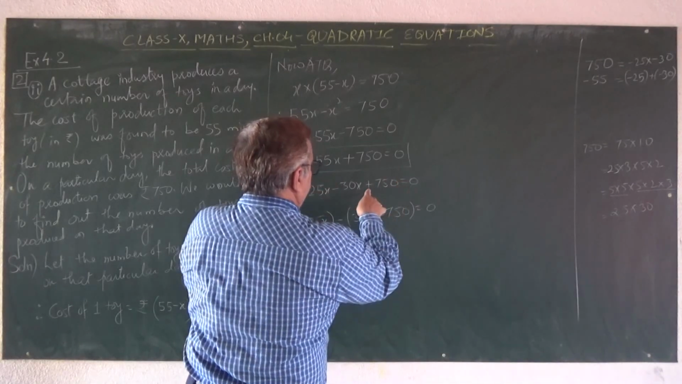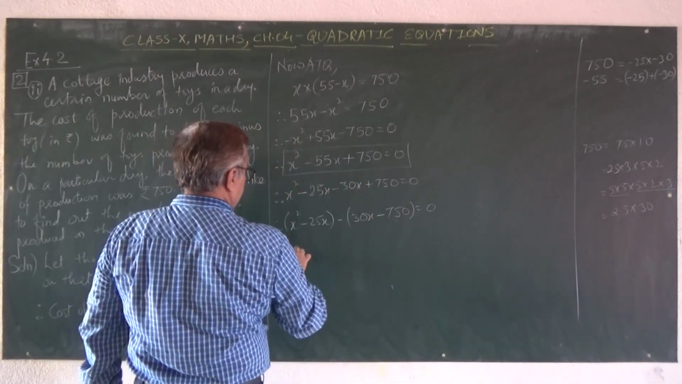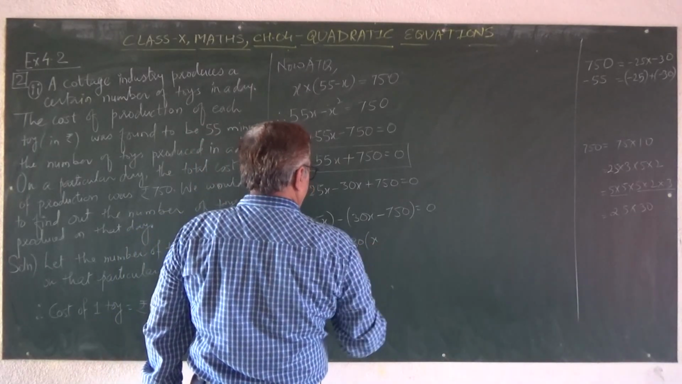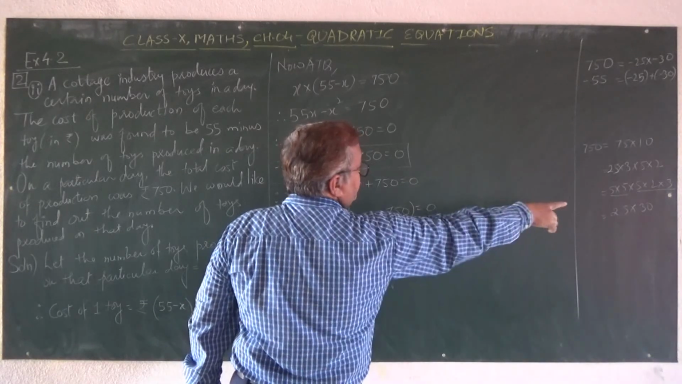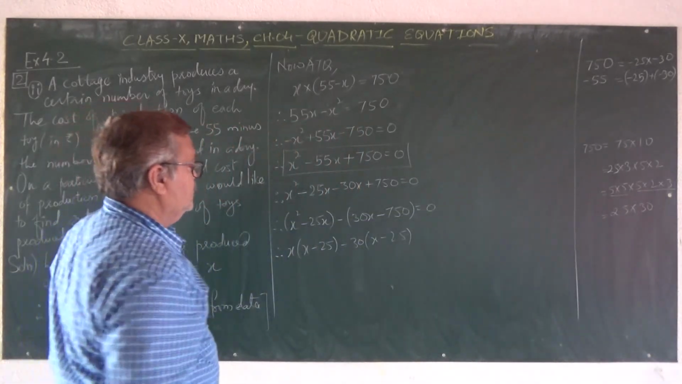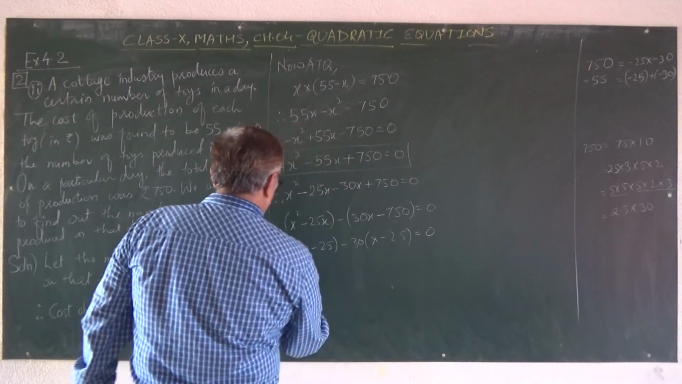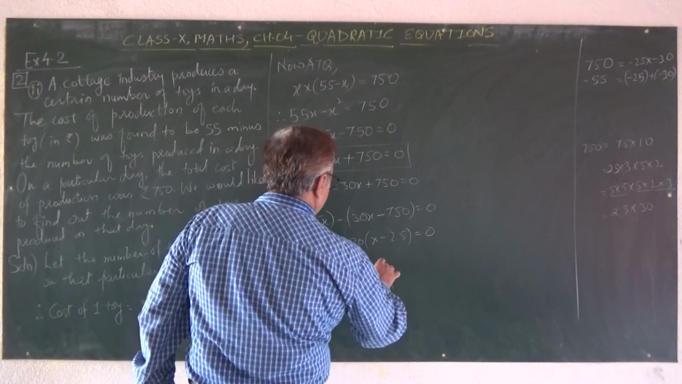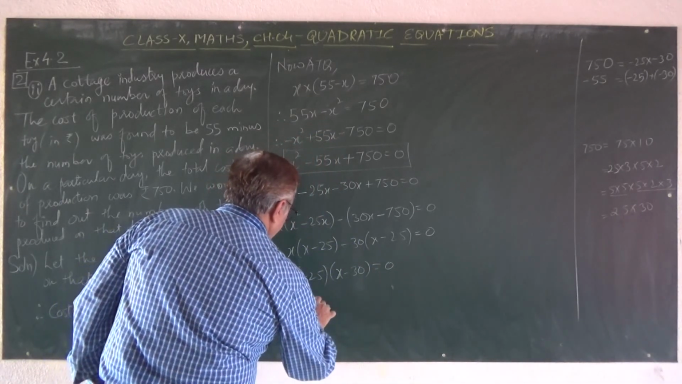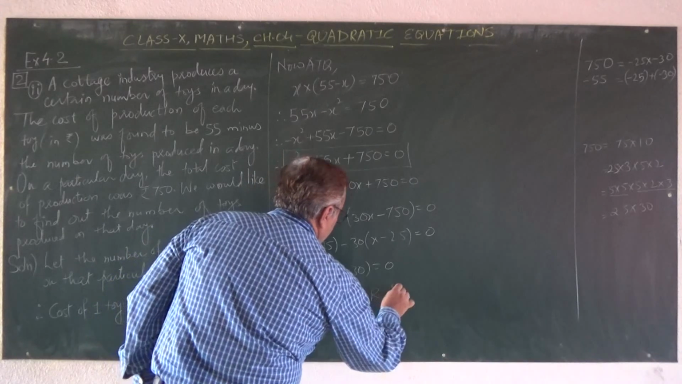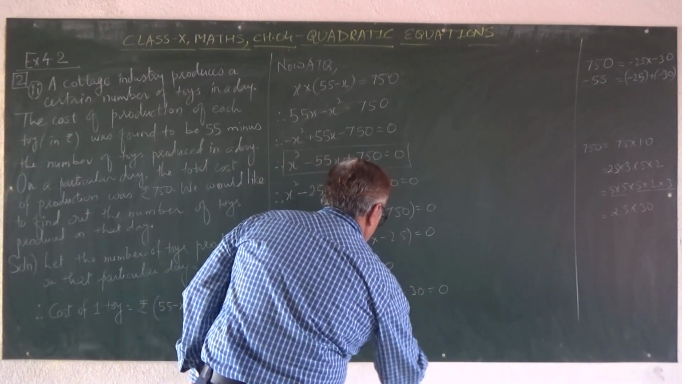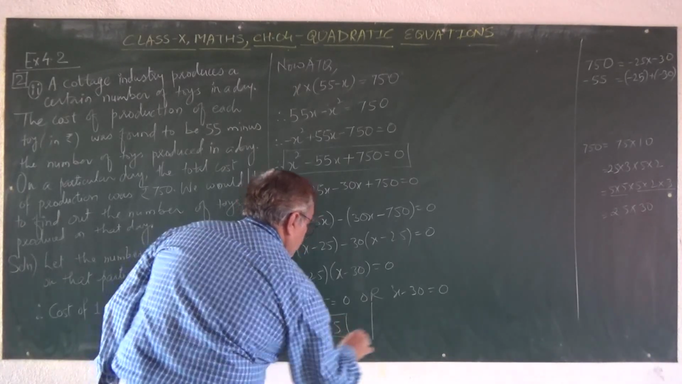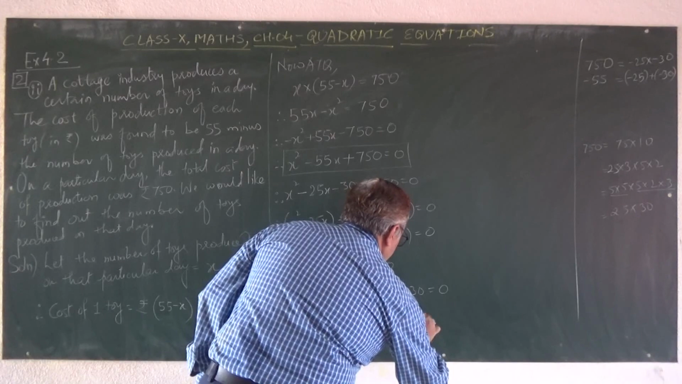Here minus, the bracket opens, plus will become minus. x minus 25, 30. x minus 25. We have seen the factors for 25, 30 is 750. So x minus 25 into x minus 30 is equal to 0. Therefore, x minus 25 is 0 or x minus 30 is 0. So, therefore, x is equal to 25 and x is equal to 30.